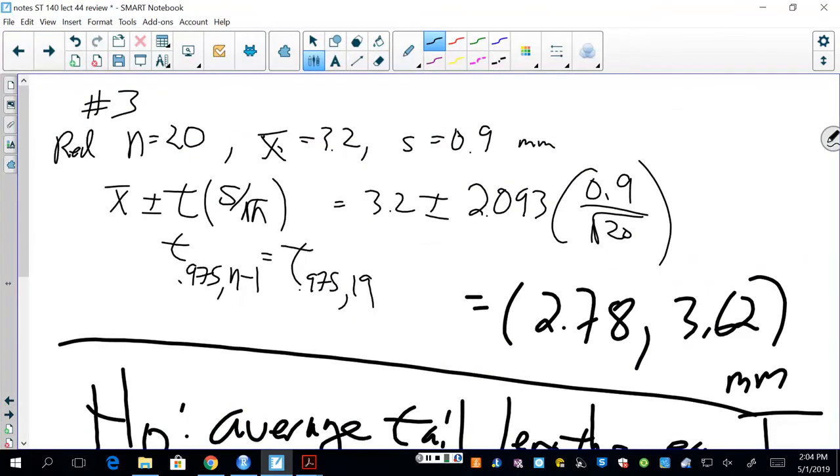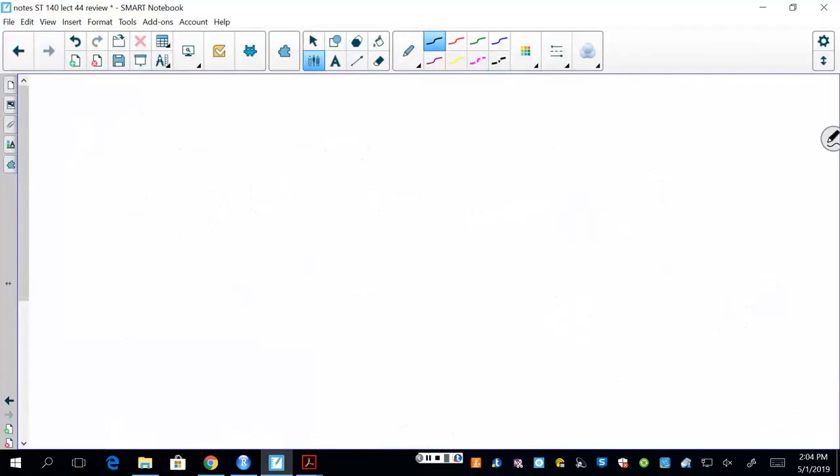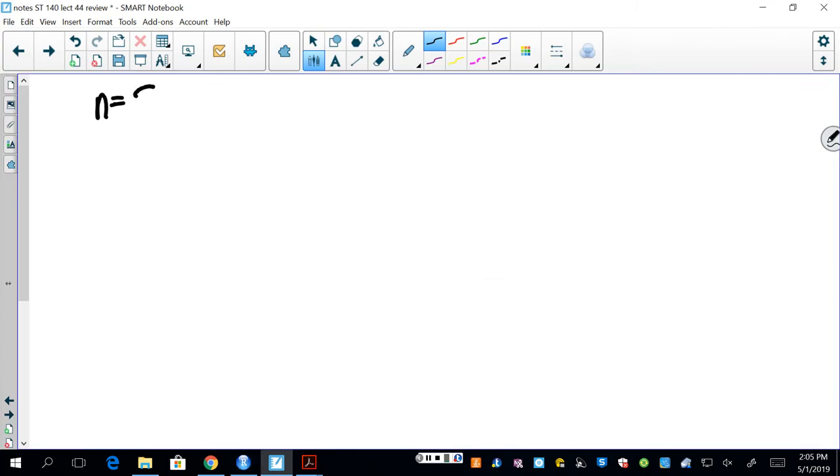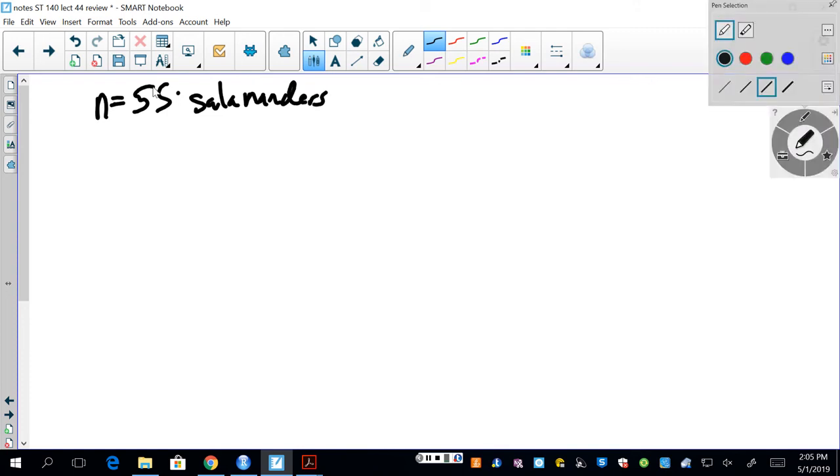With this analysis of variance table, let me just peek, there were 55 salamanders total between the three groups.